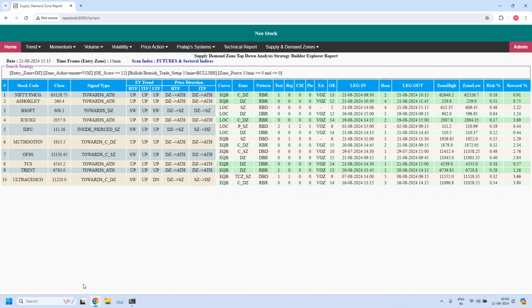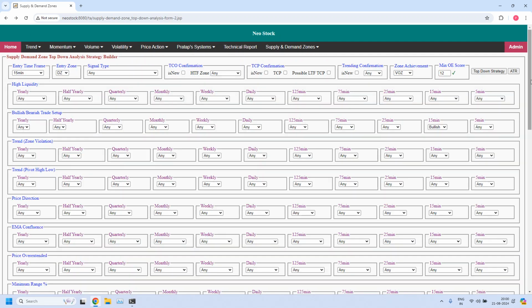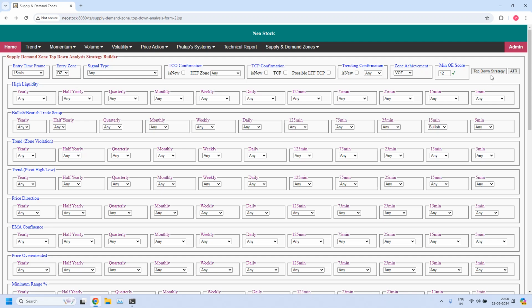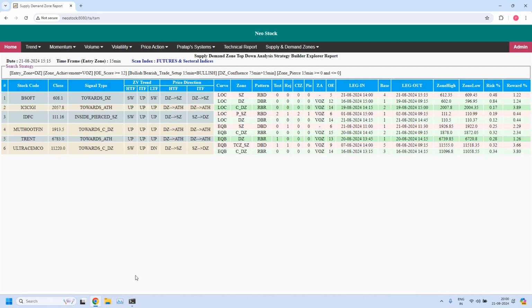Now let's verify any of these stocks are having confluence with ITF time frame. For 15 minutes LTF, ITF is 75. So we should look for 15 minutes and 75 minutes demand zone confluence. So 15 minutes demand zone with 75 minutes demand zone, I enabled. Let's filter the stocks. So 6 stocks are currently supporting bullish trade setup for daily income trade, and also 15 minutes and 75 minutes zones are having confluence.